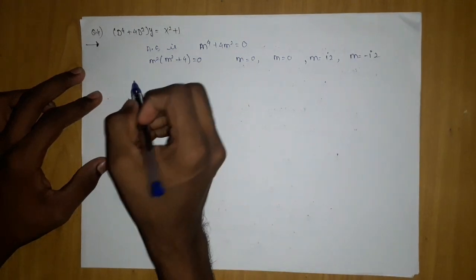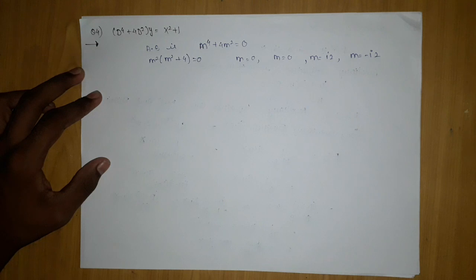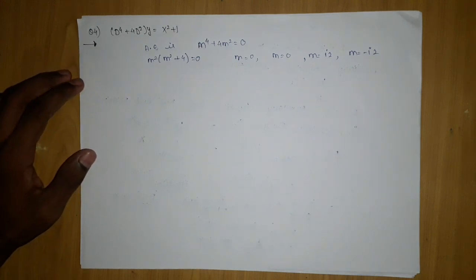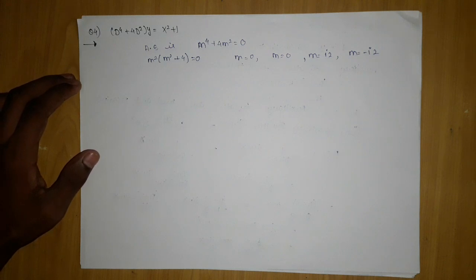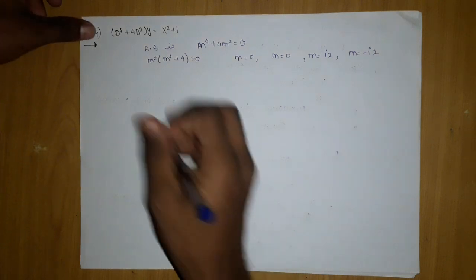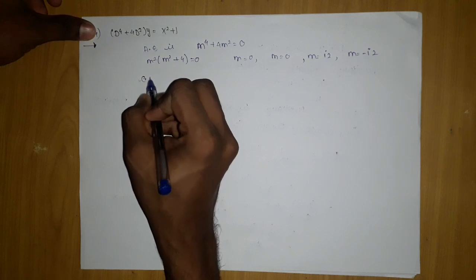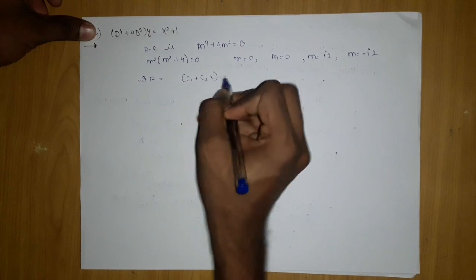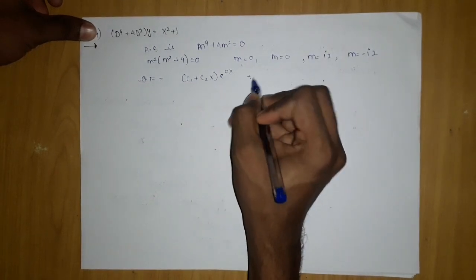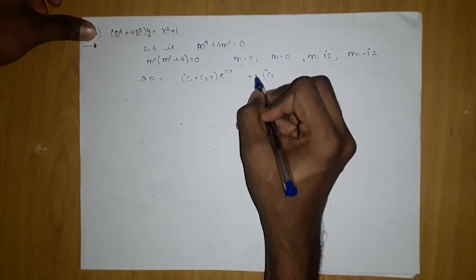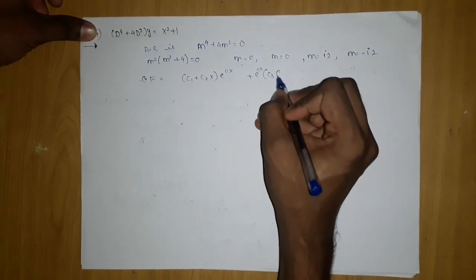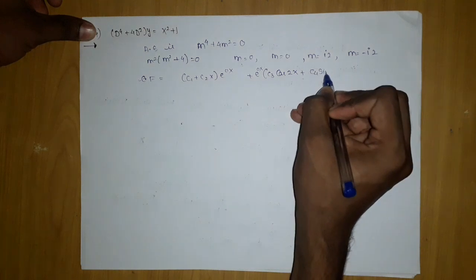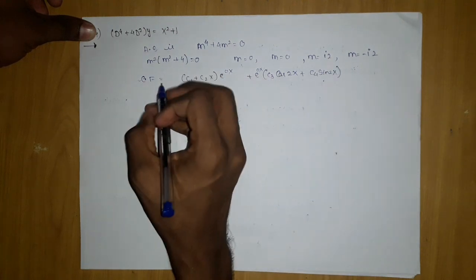Now for the complementary function, the roots of the auxiliary equation, m equals 0, are real and equal, while m equals plus minus 2i are complex conjugate. After this you can get the complementary function, which will be nothing but c1 plus c2x, since two roots are the same, e to the power 0x, plus c3 e to the power 0x, since the real part is 0, c3 cos 2x plus c4 sin 2x. This is our complementary function.